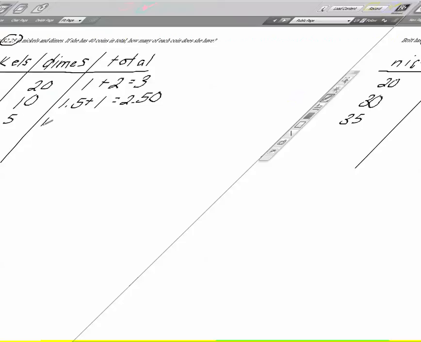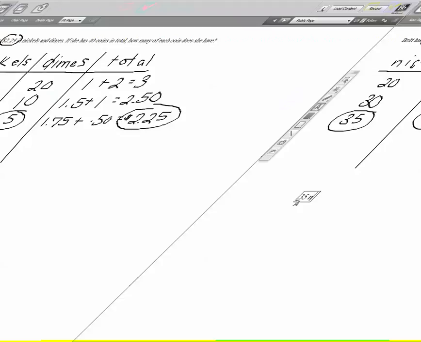So that would be $1.75 in nickels and 50 cents in dimes, and that brings us to $2.25. And that is what we were looking for. So we need 35 nickels and 5 dimes. And I'm going to go ahead and just write that on the board here. All right, so that would be our answer for this first problem.